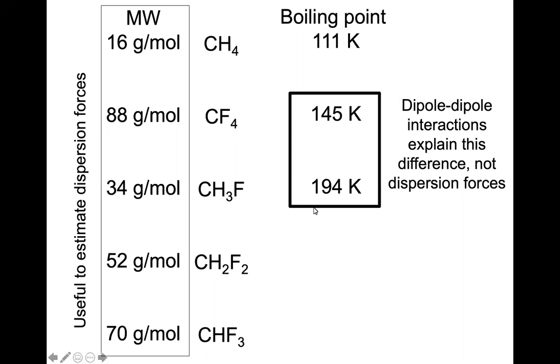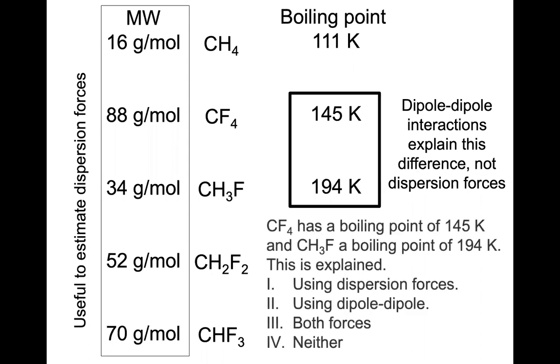This kind of question, where we are looking at both of the variables that we could use in our explanation and evaluating them, really sets up well for an exam question. This is how that same thing would be set up on an exam. One has a boiling point of 145, one has a boiling point of 194. This is explained by using, is it dispersion forces, dipole-dipole, both of those, or neither of those?